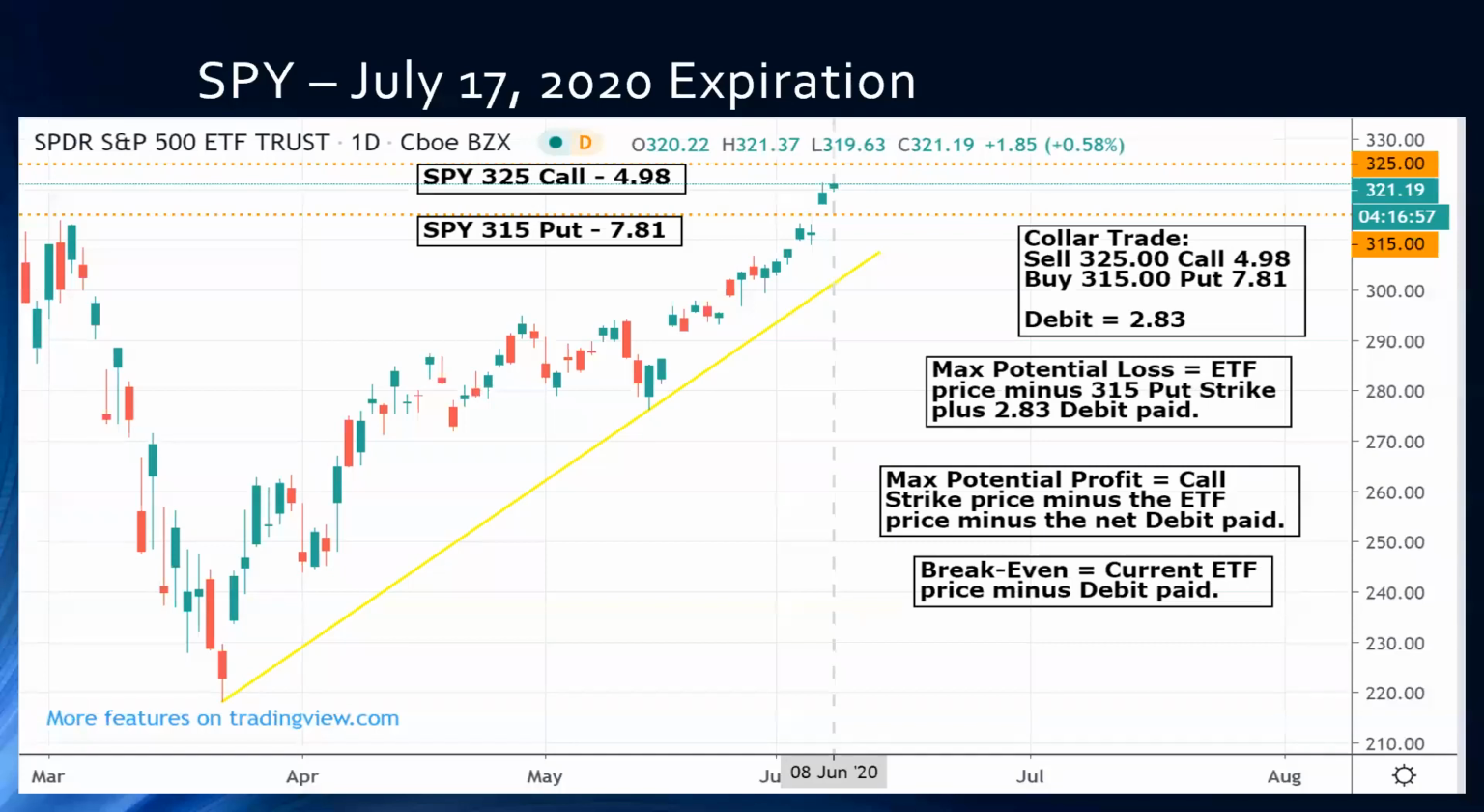So with this trade here, the market was trading at 321.19. So this is where the top is right here. And as you can see, this yellow line is the upward sloping support line that is maintaining the trend, okay? So we have the SPY 325 call that costs $498. Then we have the SPY 315 put that costs 781. So our collar trade is we sell the 325 call at 498 and we buy the 315 put at 781.